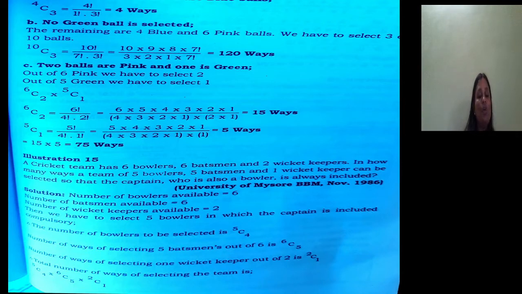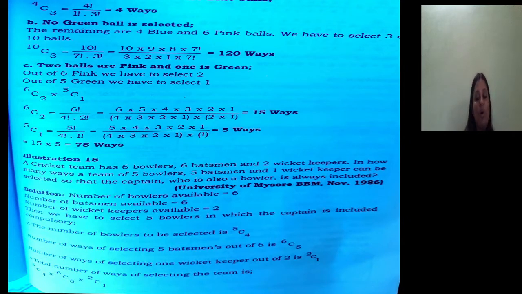Now we just go through illustration 15. A cricket team has 6 bowlers, 6 batsmen, 2 wicket keepers. In how many ways can a team of 5 bowlers, 5 batsmen, 1 wicket keeper be selected so that the captain, who is also a bowler, is always included?